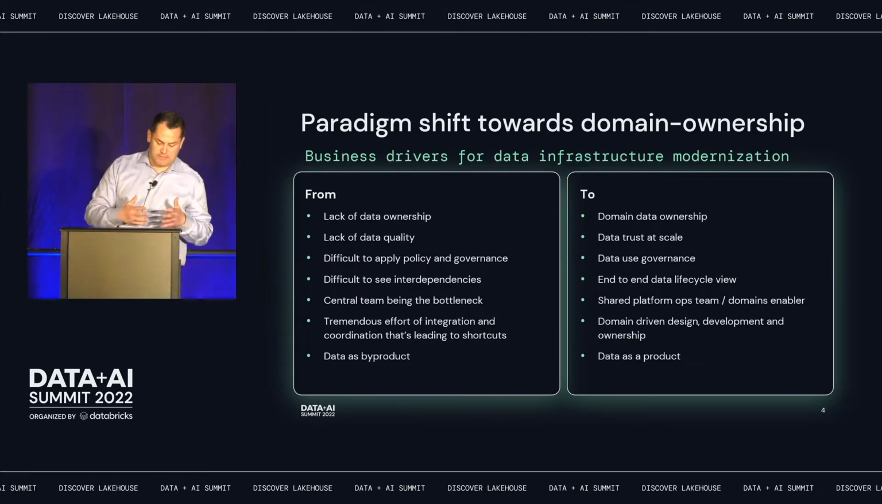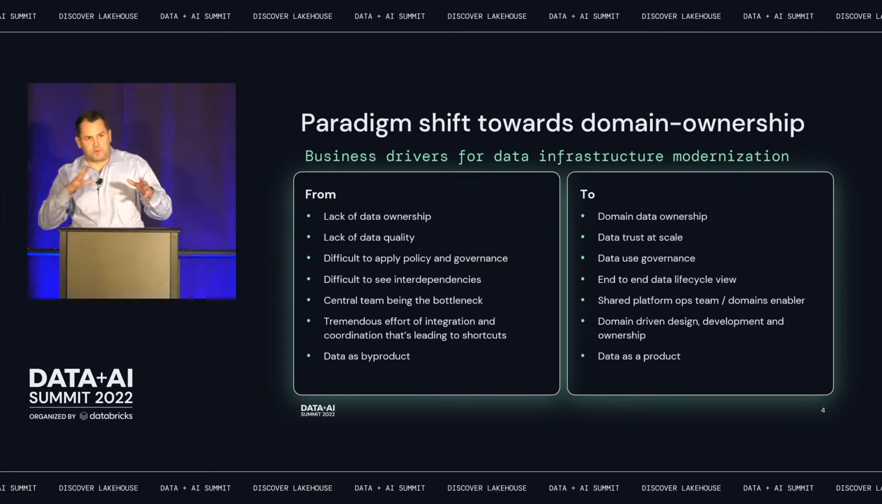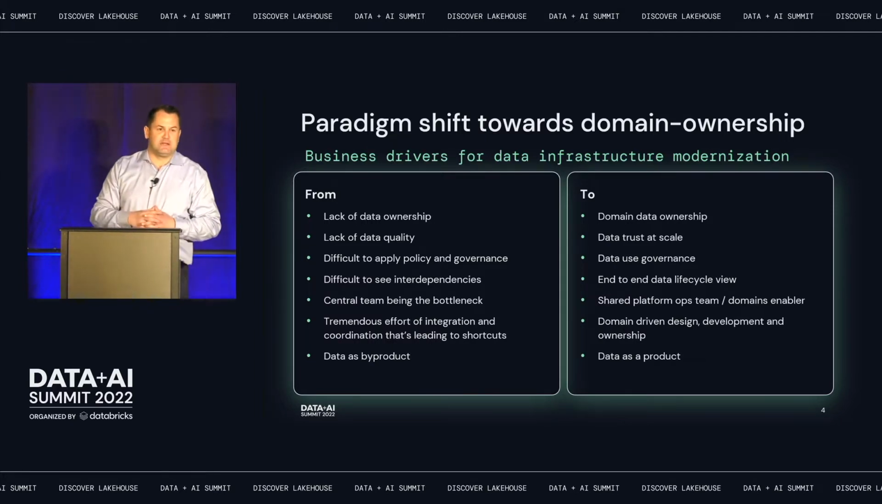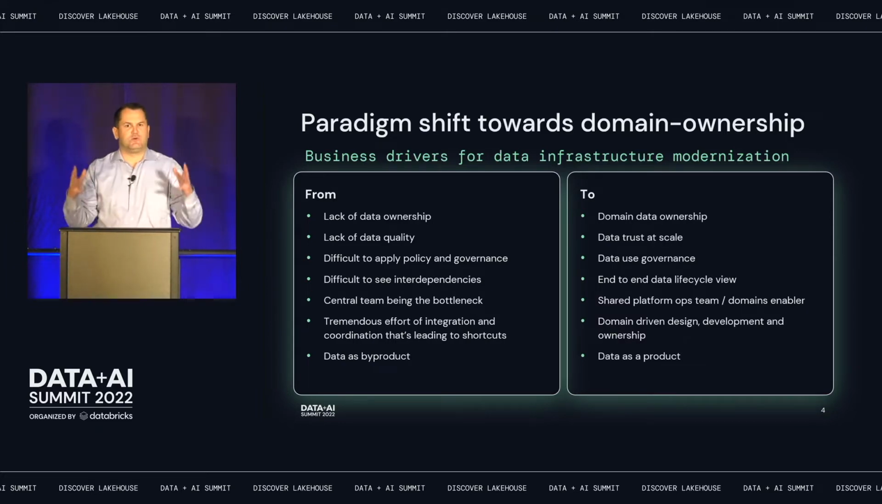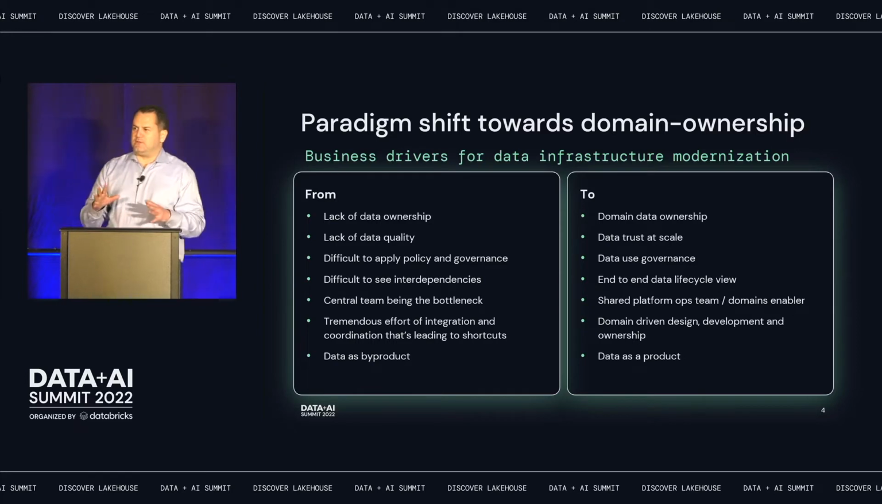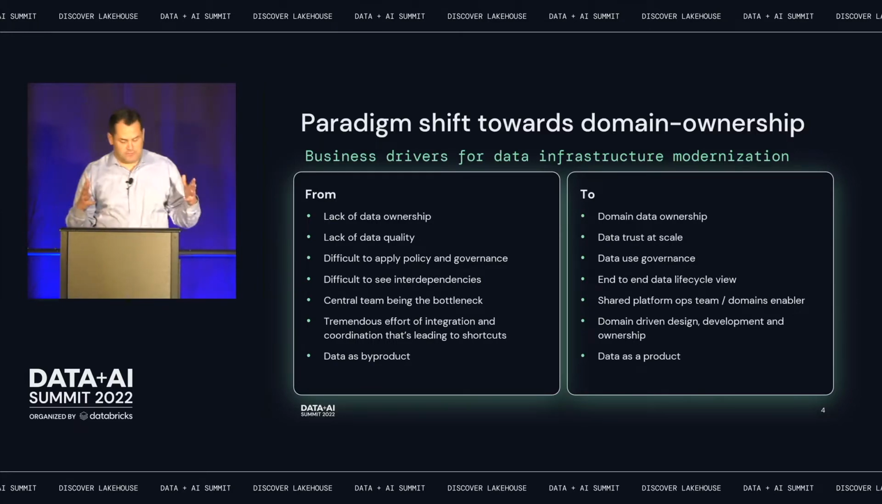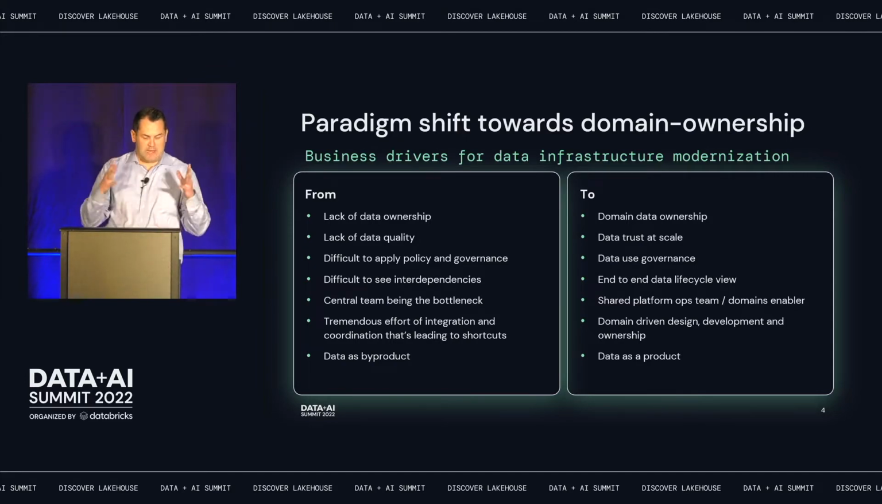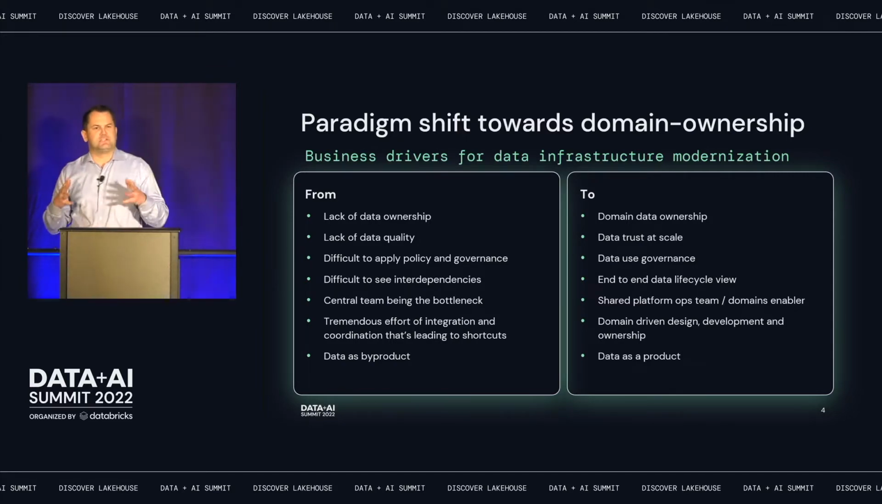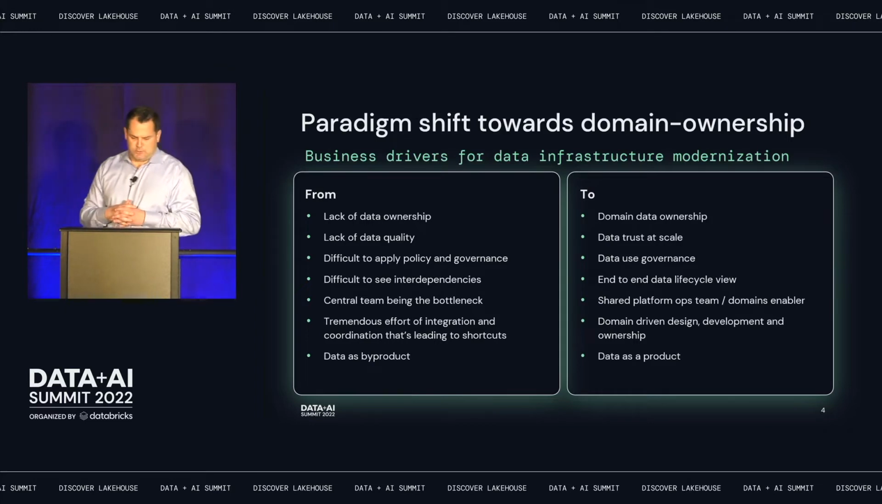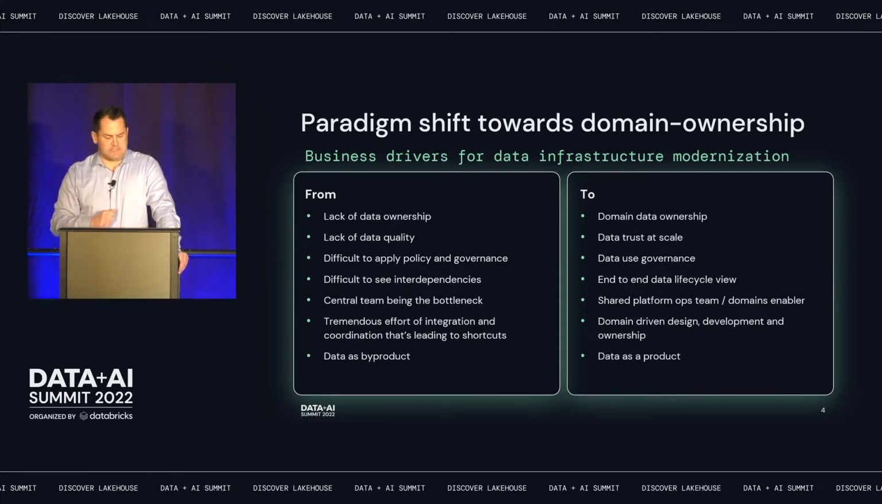Bottom line, it's the effort associated with integration and coordination of all of these pipelines and shortcomings, and shadow IT is also part of the driver for really shifting towards domain-driven design, development, and ownership. But at scale, if you think about it, it's really about applying microservices patterns to enterprise estates. And ultimately, it's about managing data as a product versus data as a byproduct.